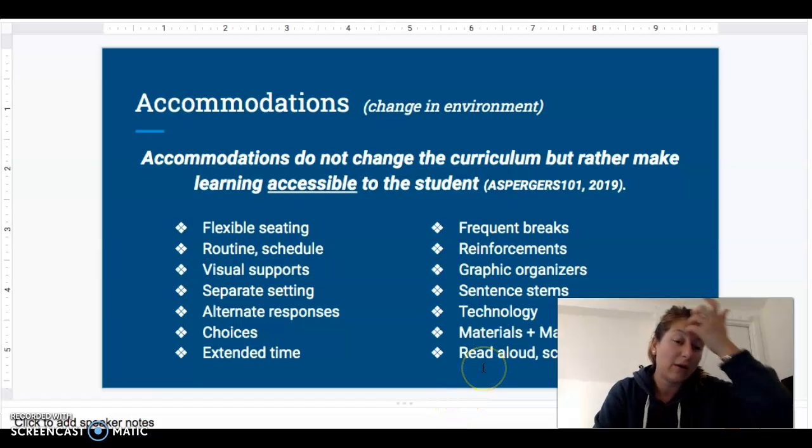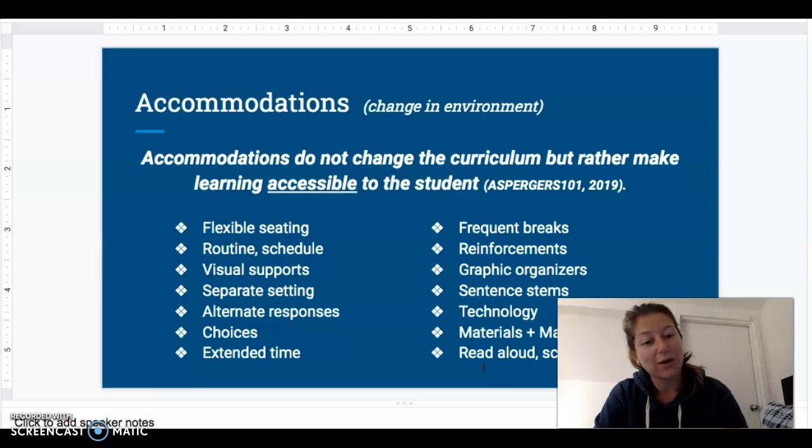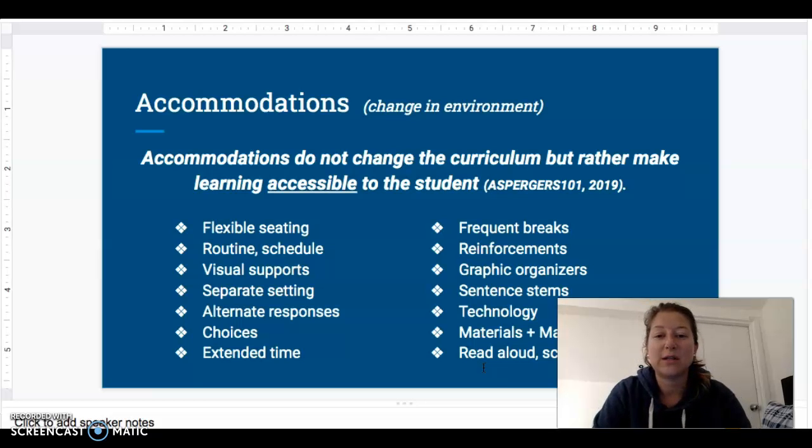And lastly, what I put down here also was read aloud and describe. So maybe instead of them having to read a passage aloud, a teacher reads it for them and then they're able to respond. Or instead of having to write their own responses, they verbally say their responses and a teacher writes it down. It's just a way for them to be able to show that they know the information and access the information without changing the curriculum.